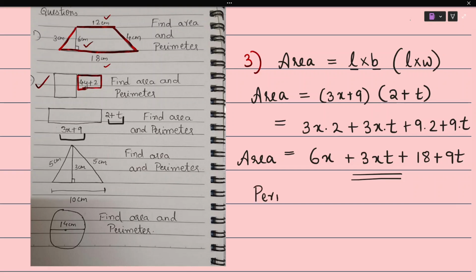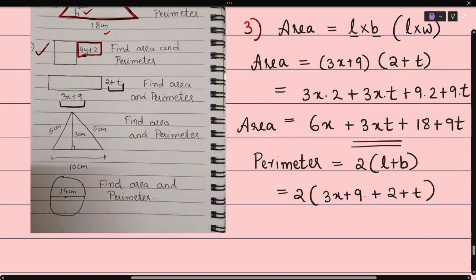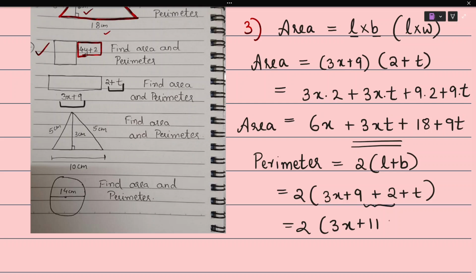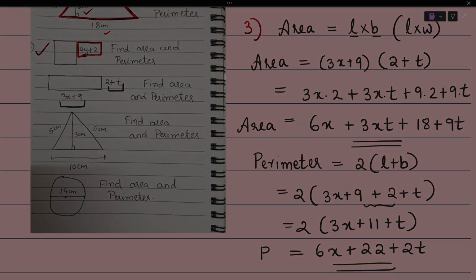Now let's see what will be the perimeter of a rectangle. The perimeter of a rectangle is equal to 2 times (length plus breadth). So here we have to add the length and breadth, that is 3x plus 9 plus 2 plus t. Here you can simplify this 9 plus 2 as 11 plus t. So we are simply going to multiply 2 to all the terms in this expression, and we will get 6x plus 22 plus 2t. So this is going to be the perimeter of this rectangle.